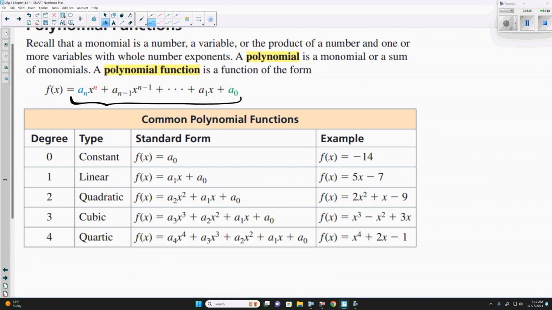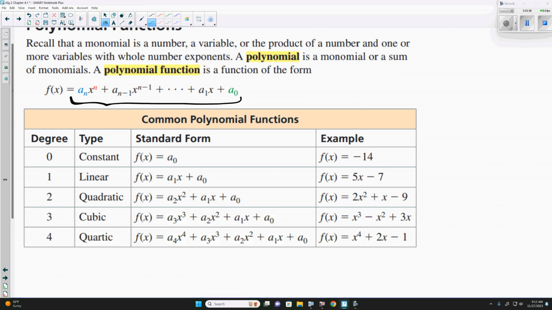X to the n. Well, if we said n was 5, n minus 1 would be 4. N minus 2 would be 3, going all the way to 1, and then we have 1 without it. So this is just a general way to say any polynomial function.